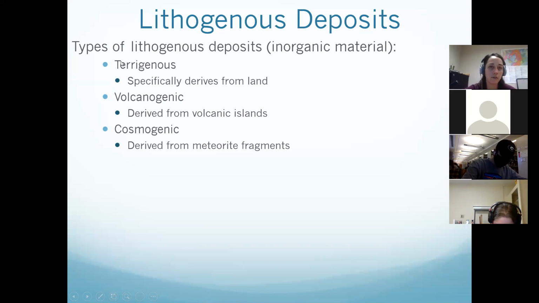Terra, land, terrigenous. Volcanogenic is derived from volcanic islands or underwater seamounts that are active, right? So volcanic. And then same with cosmogenic, right? Cosmo means space. It's derived from meteorite fragments. So if you're ever confused about, I totally forgot what these things mean, just look at the root word, right? Terra is land, volcano is volcanic, and cosmo is space, so meteorite fragments.